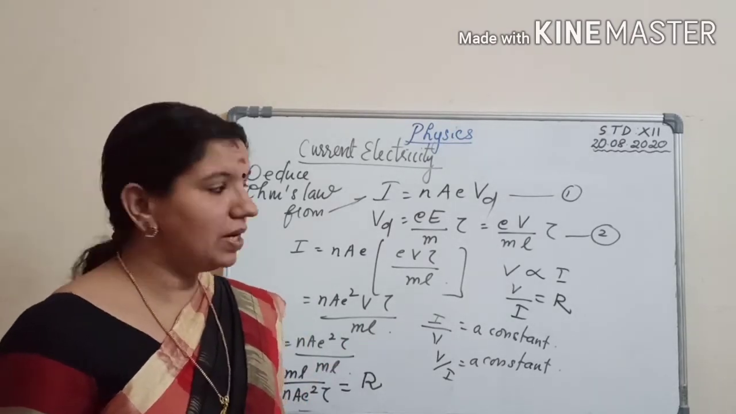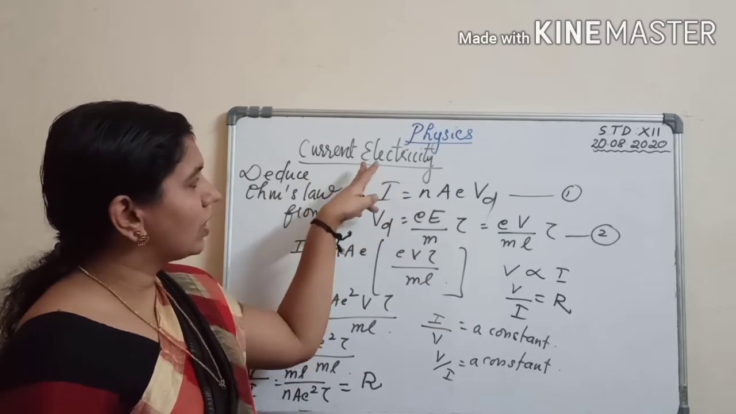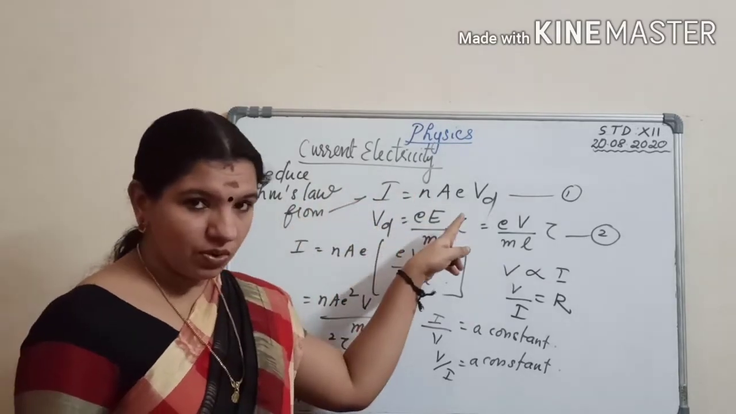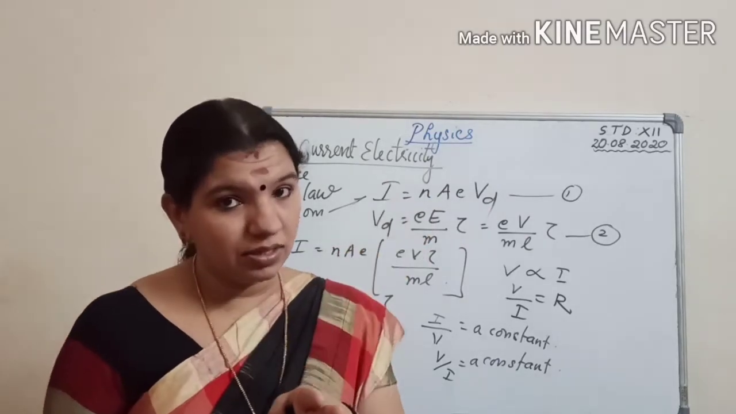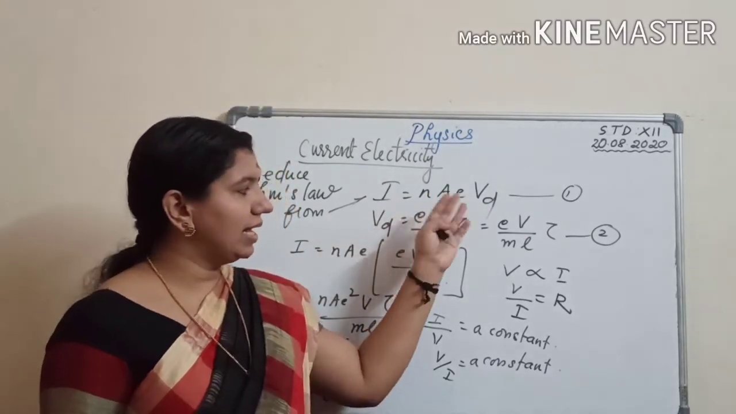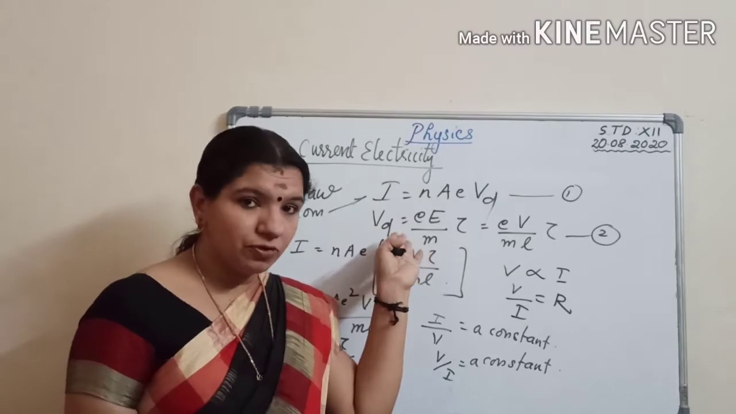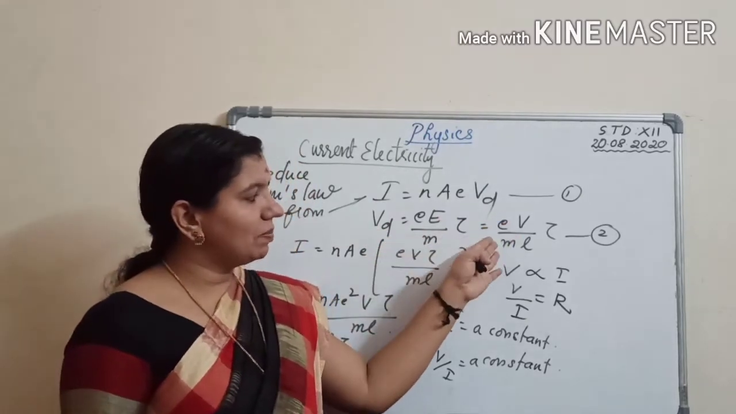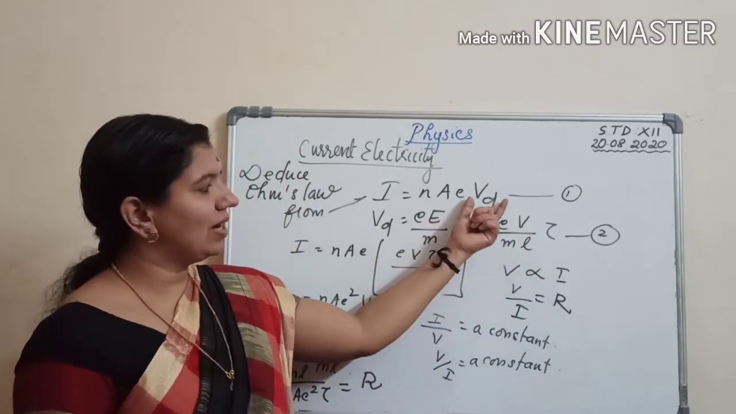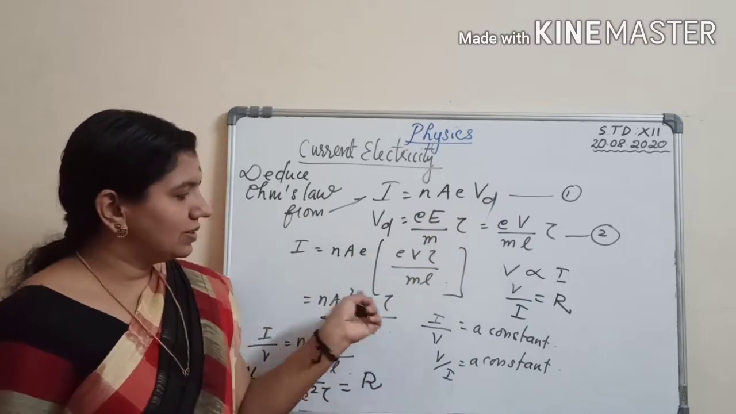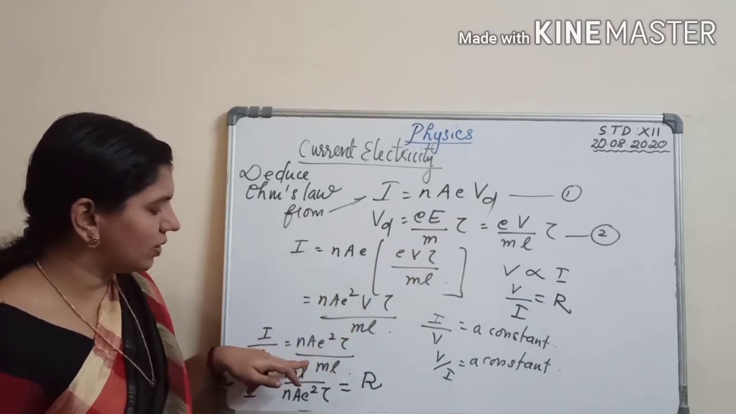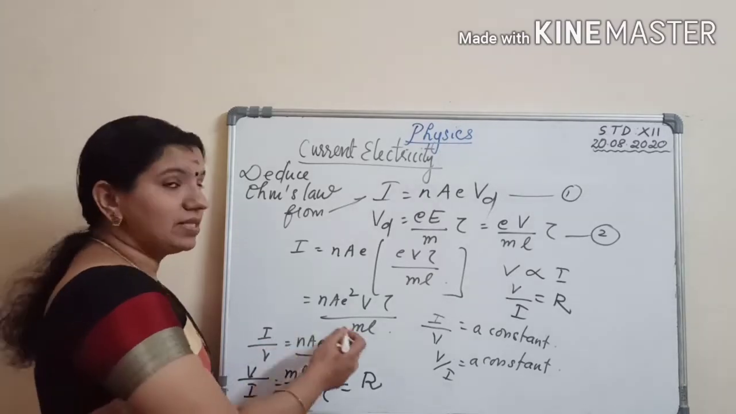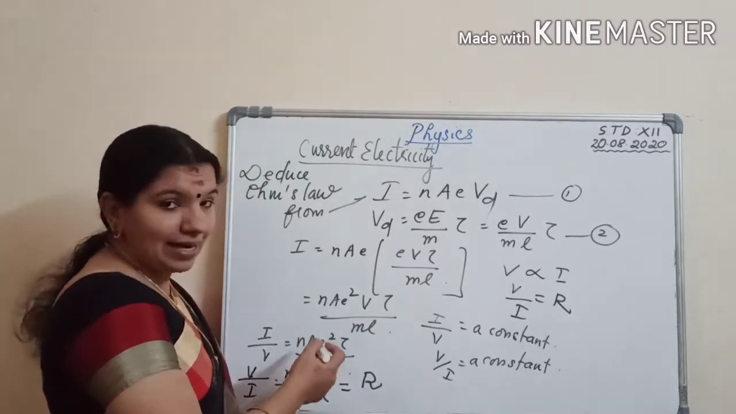That's also very simple. So anyway, once again, we are going to deduce the Ohm's law from this equation. So we are writing the equation relating I and drift velocity, that is I equal to NAeVd. Then writing the expression for drift velocity, which is eV by mL into tau, substituting this value in Vd. Now you will just rearrange and you will get I by V equal to NAe square tau by mL, where all terms are constant, so you can write it as a constant.